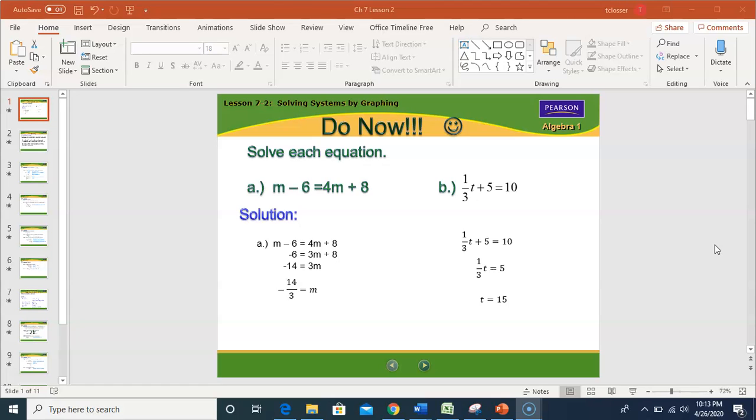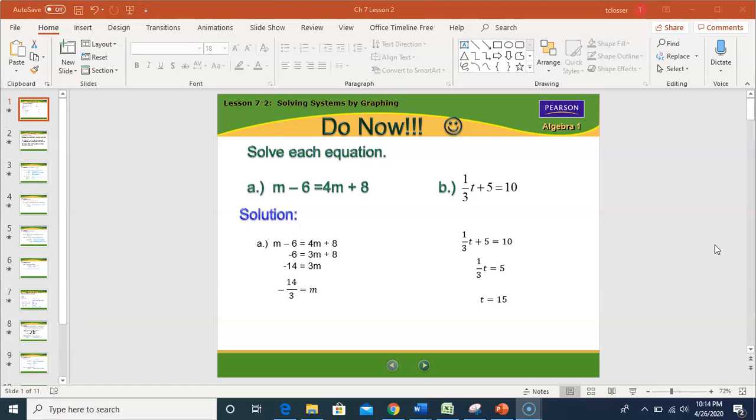But that's not always the most effective method for solving a system of equations, especially when the solution does not contain integers. So it would be really tough to read the graph to determine exactly where those two lines intersected. So the second method that we're going to look at is called solving systems of equations by substitution method.